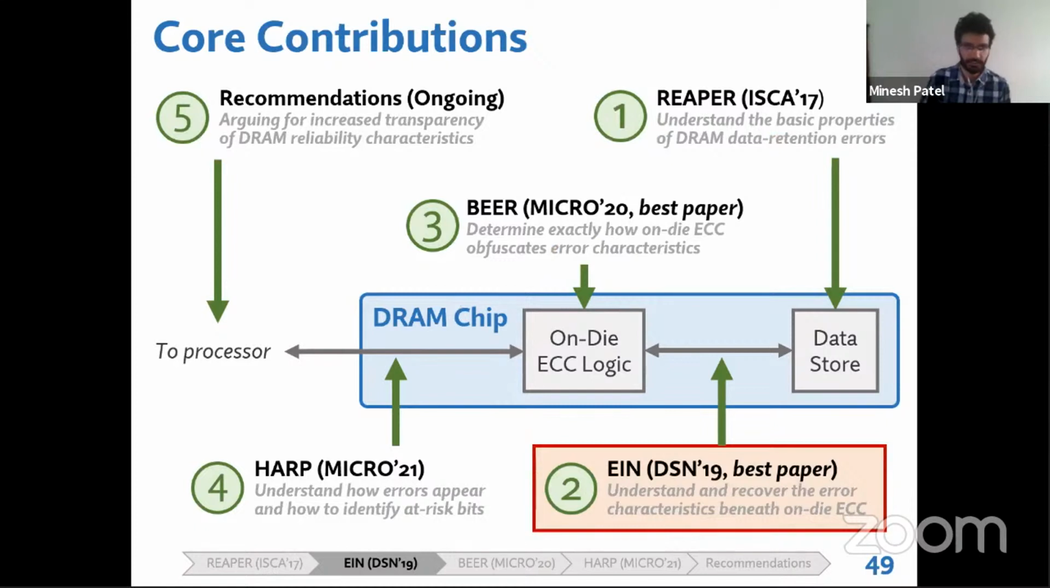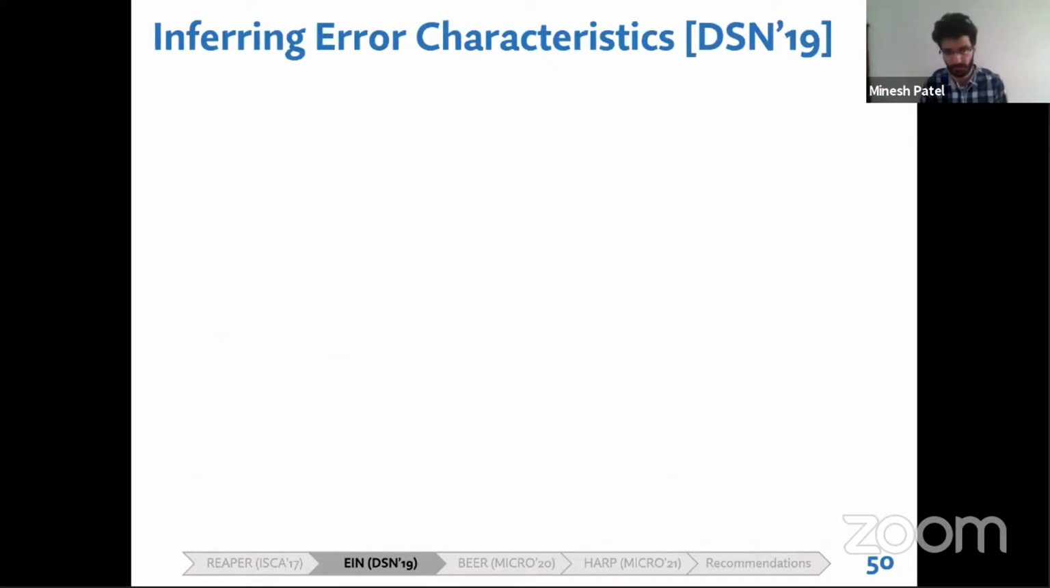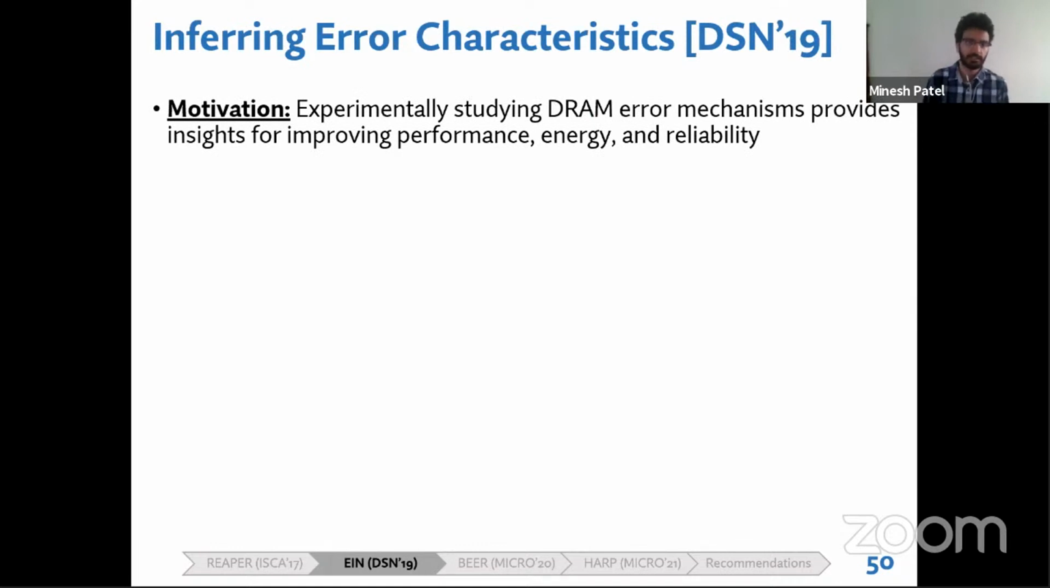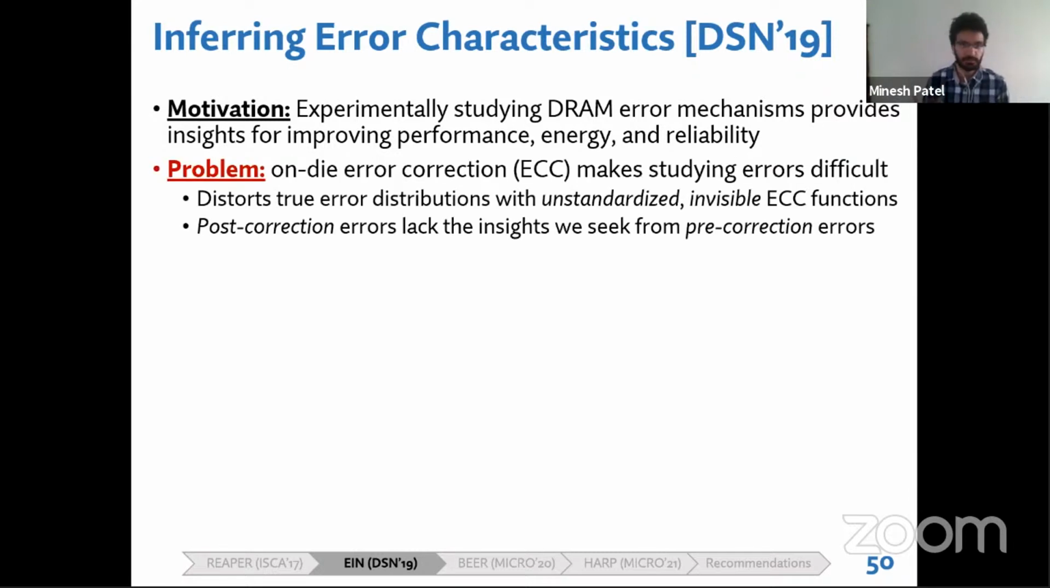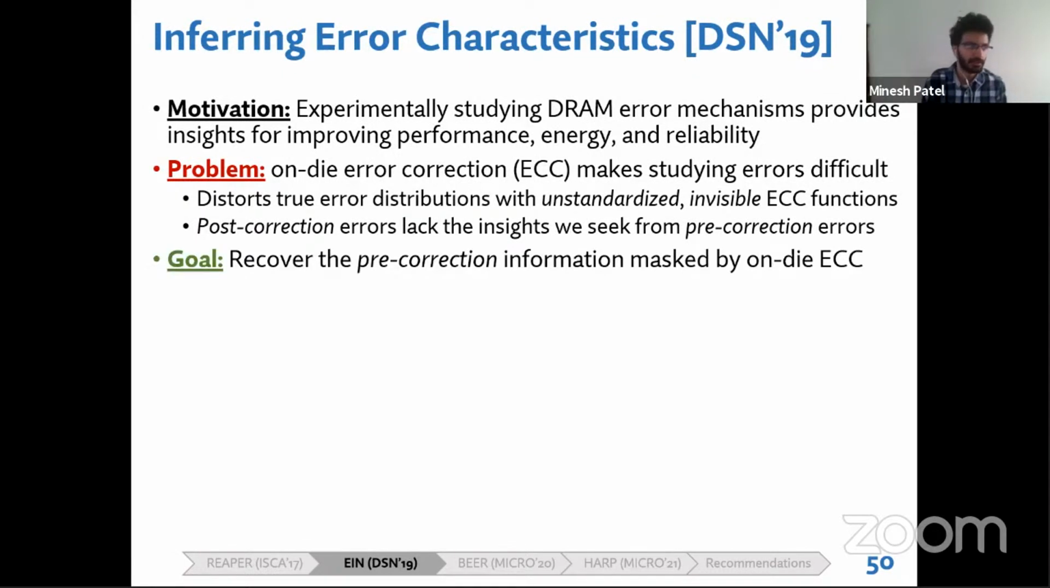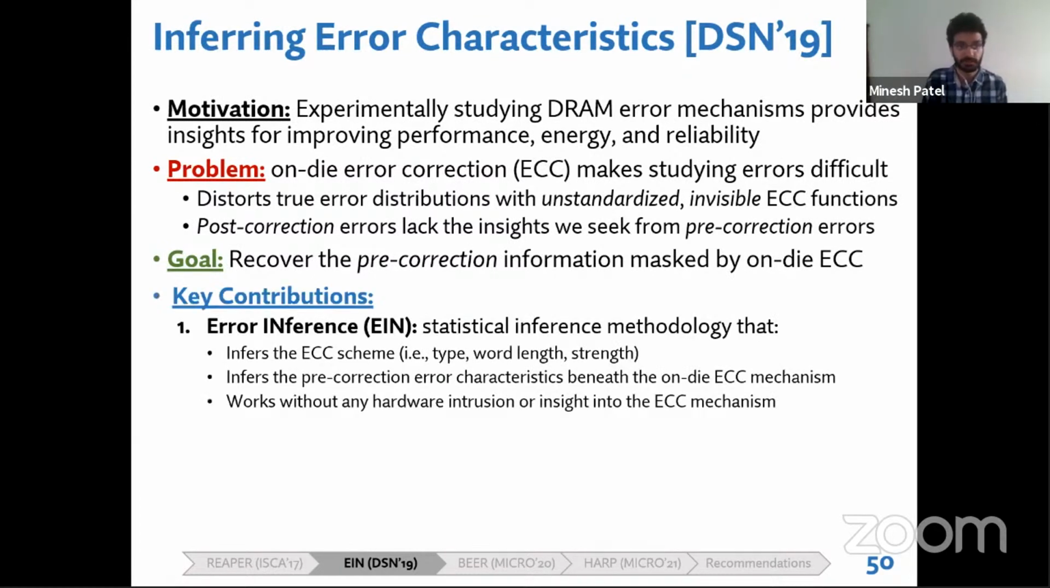All right. So I will start off with a high-level summary of this work. Our motivation in this work is that experimentally studying DRAM error mechanisms can provide a lot of insights for improving performance, energy, reliability, security, and so forth. The specific problem that we observe is that on-die ECC makes studying errors very difficult. This is because it distorts the true error distributions that are occurring in the physical cells using unstandardized, invisible ECC functions. The post-correction errors that we then observe lack the insights that we're trying to find from the pre-correction errors. And so our goal in this work is to recover the pre-correction information that's been masked by on-die ECC. To this end, we have two key contributions.